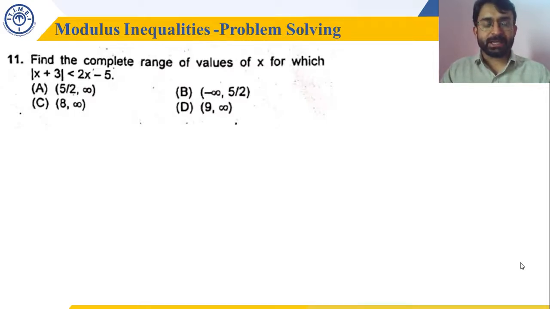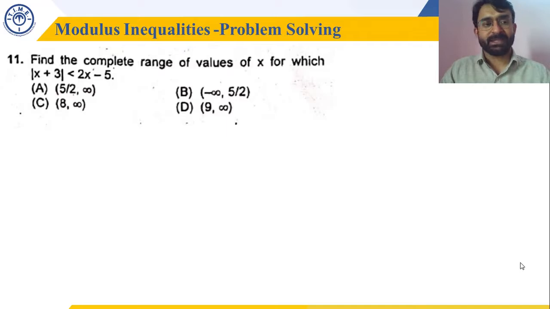Now if you look at this, mod of x plus 3 is always, the magnitude of any number is always a positive quantity. Am I right? Mod of any number is always a positive quantity. Now 2x minus 5 is greater than the positive quantity. What does it mean? I'll repeat it.